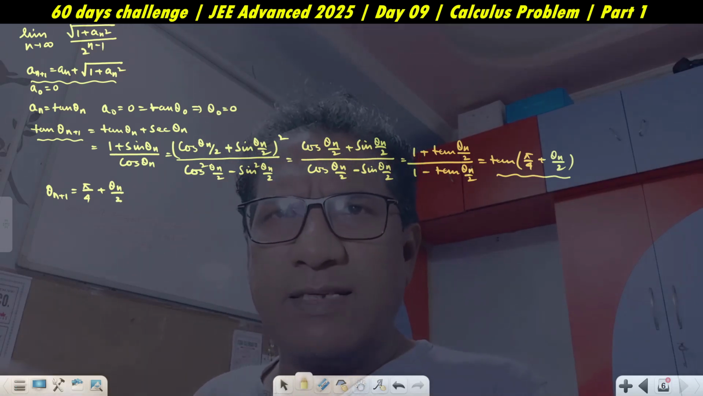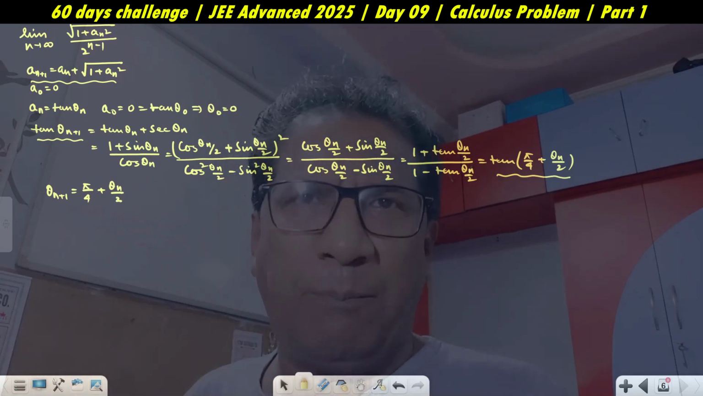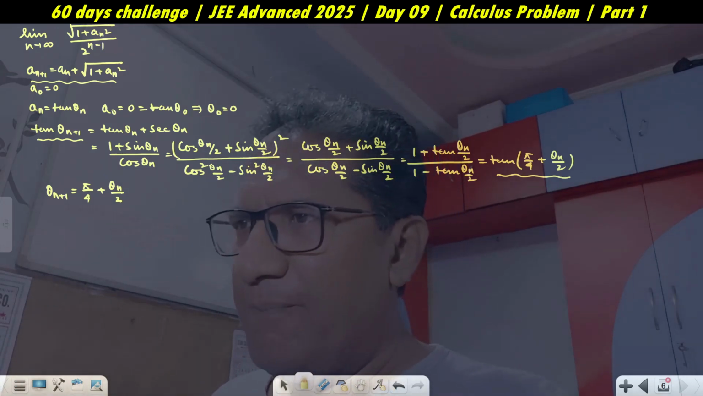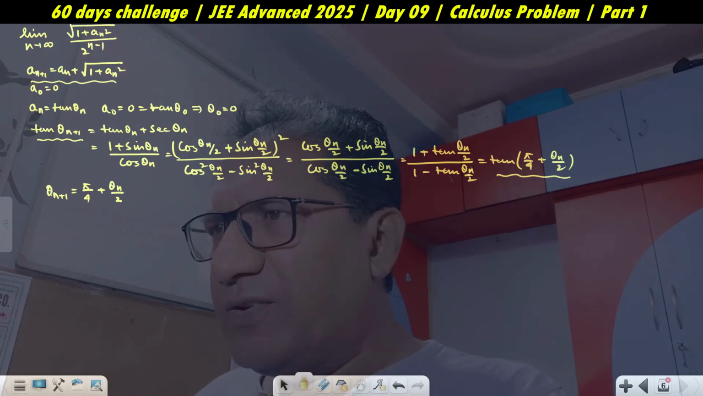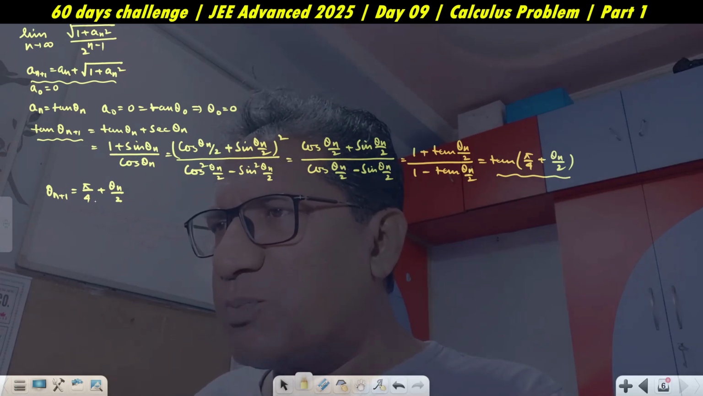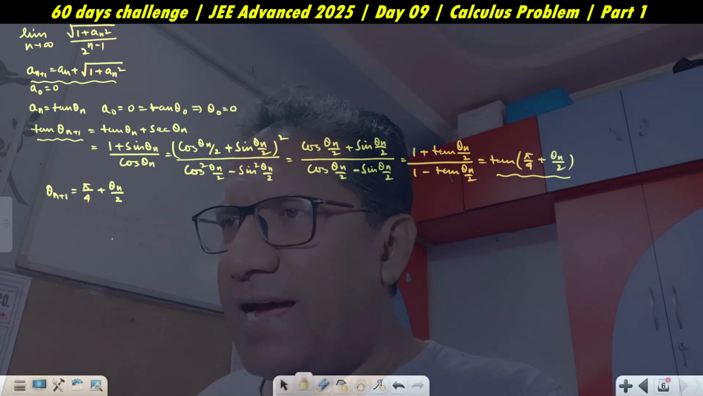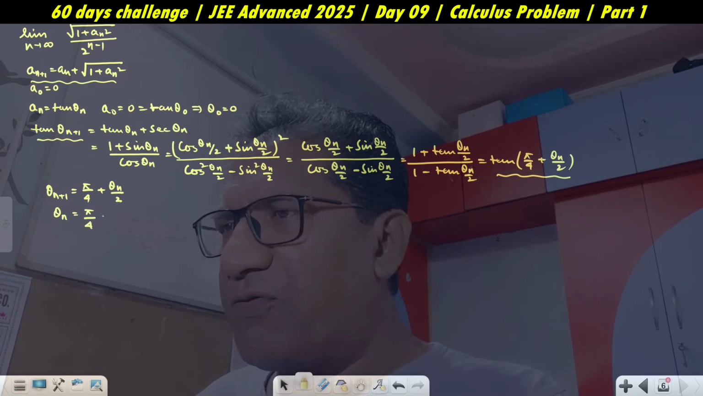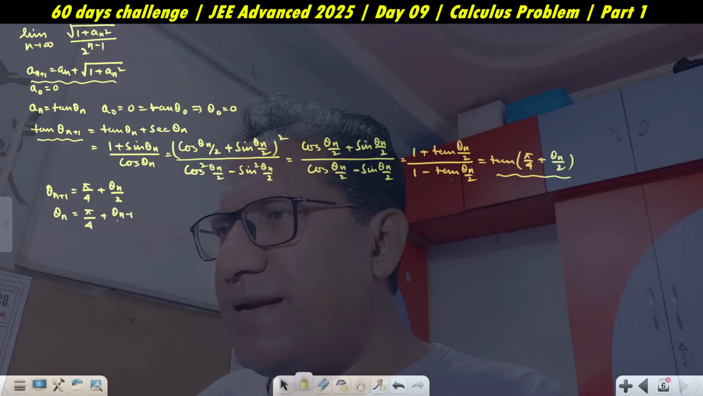Is this clear? Simple trigonometric application, nothing else. I have simply used the formulae and simplified it. Now, if theta (n+1) is pi over 4 plus theta n over 2, what will be your theta n? Your theta n will be pi over 4 plus theta (n-1) over 2.